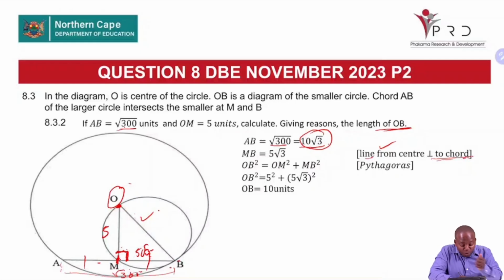Now we'll say OB squared is equal to OM squared plus MB squared, looking at this right angle triangle. Why? This is Pythagoras theorem because this is 90 degrees, so it's a right angle triangle. Then we find that OB. So we have OM as 5 squared, and we have MB as 5 root 3 squared. Then our OB is 10 units.